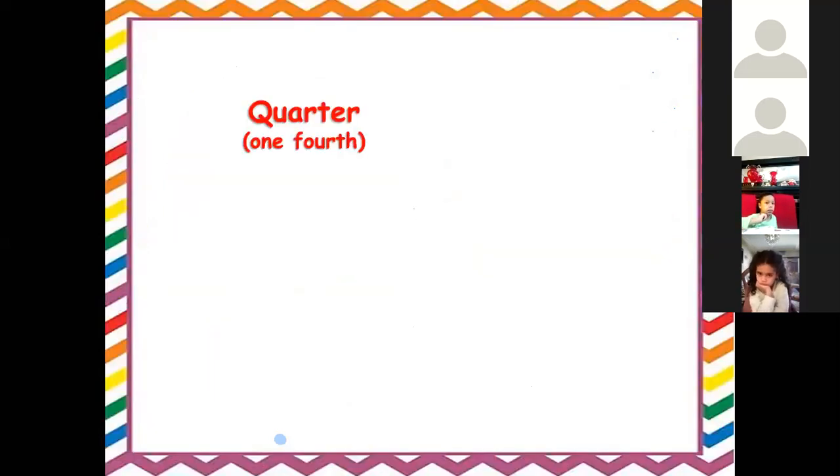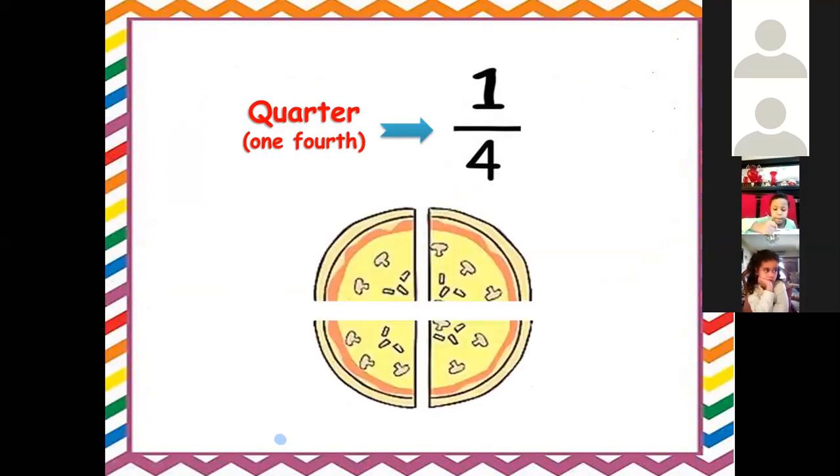We can also write the quarter, guys, like 1 over 4: 1 part out of the total number of parts that we had, which is 4. So this piece of pizza is called a quarter or fourth. And this piece too is a quarter. This is a quarter, and this is a quarter or fourth.